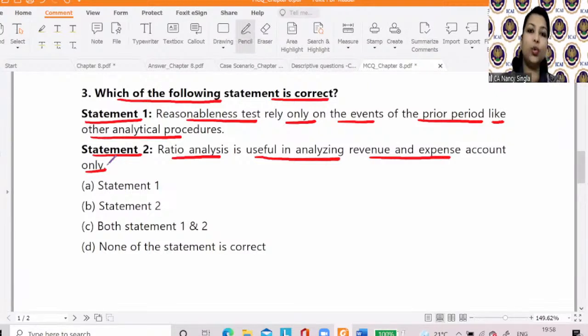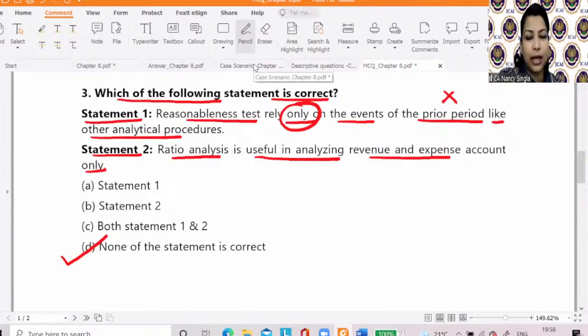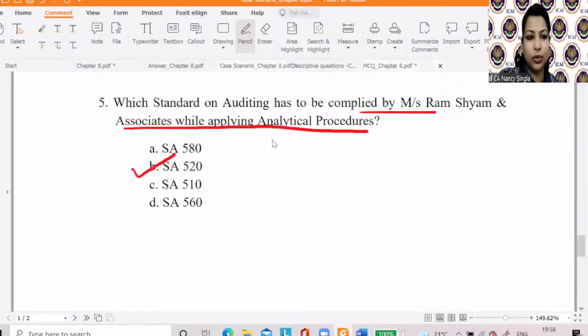So the answer to question number 3 is what? None of the statements is correct, because the reasonableness test does not rely on what? Prior period. Rather, what do they rely on? What is used in the reasonableness test? Quickly send in your reply. I'm saying, the reasonableness test uses what?